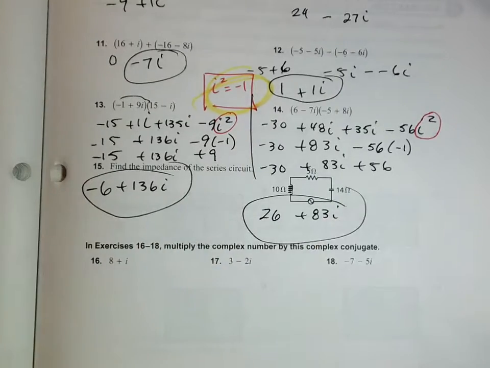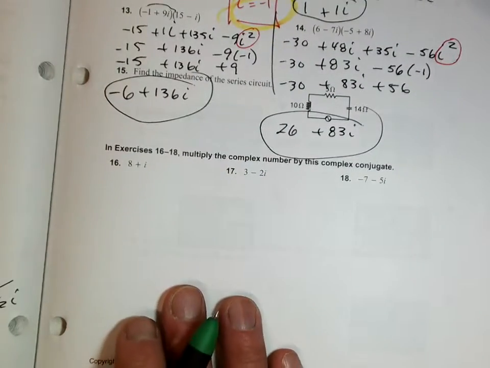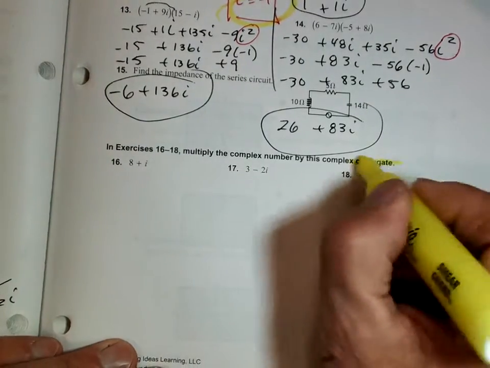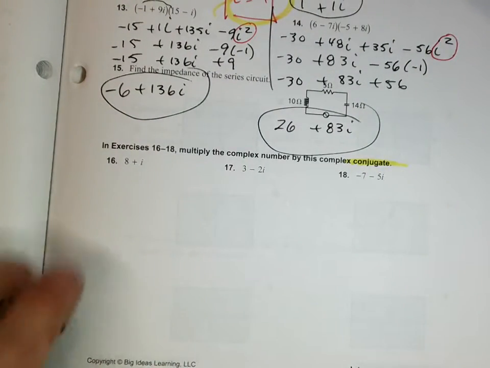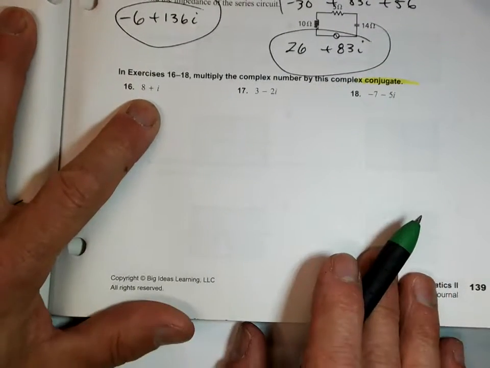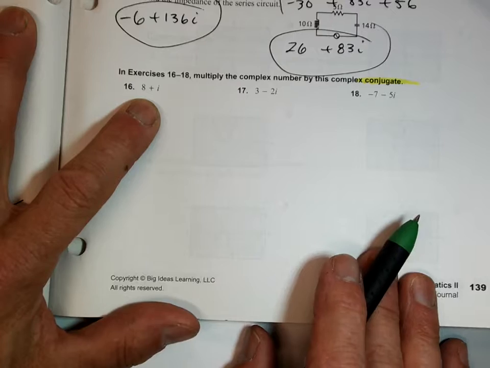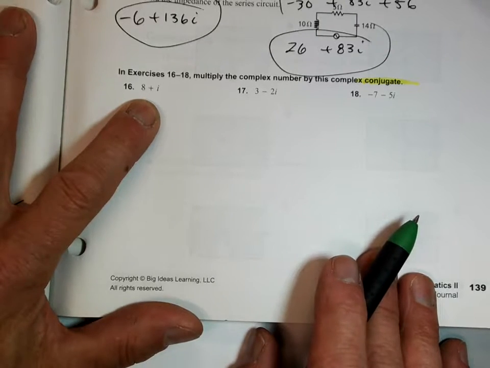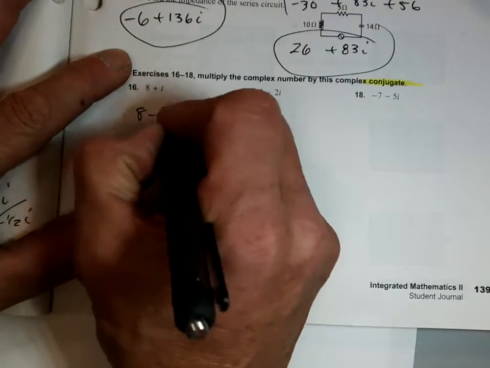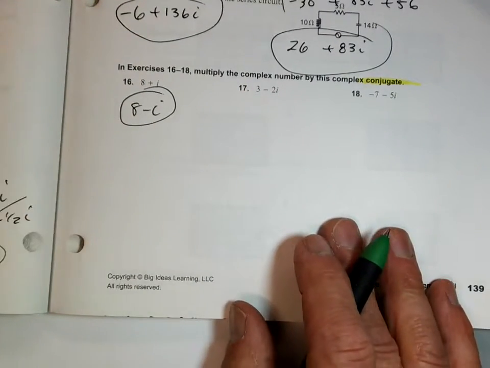Now, lastly, super easy: conjugate. Before I do anything, remember that word, conjugate? So what's the conjugate of 16? Anybody remember that? It's the opposite thing. So it's 8 minus i. Boom! That's the conjugate.